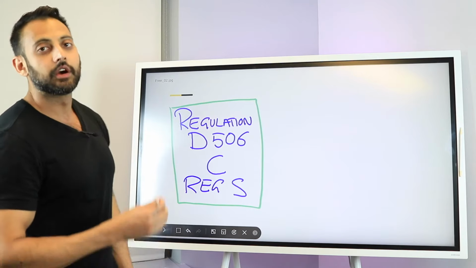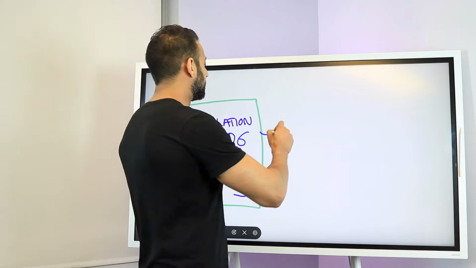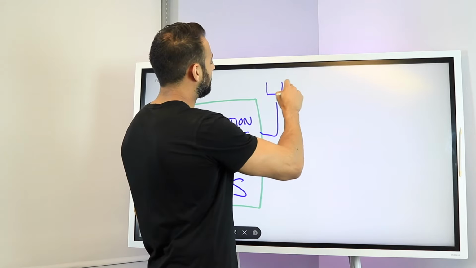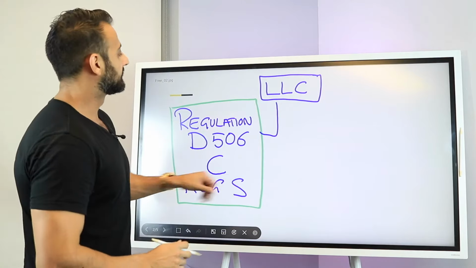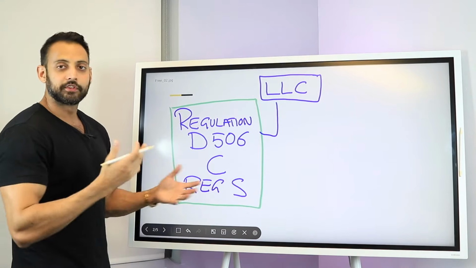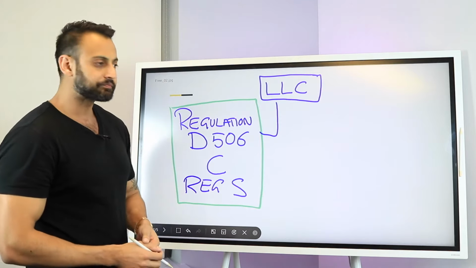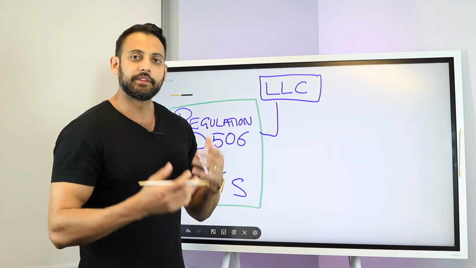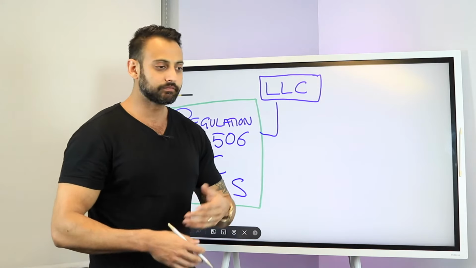So what happens here? You go to your lawyer. First thing he's going to do is tell you to set up an LLC, right? You're going to have to set up an LLC that this is going to be connected to. And then once this is put together, what happens? What does this regulation mean? What does this Reg S mean? Regulation D, what does it mean? It means a series of contracts.